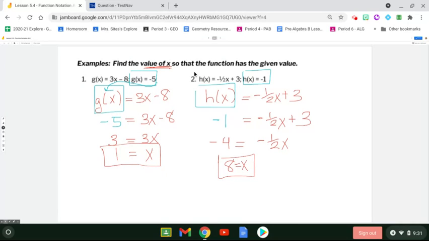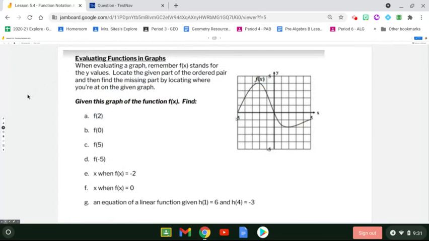Okay, the last part of what we're going to be doing today involves graphing. So let's take a look at a graph and see how you can evaluate a function on a graph. It says when evaluating a graph, remember f of x stands for the y value. So locate the given part of an ordered pair and then find the missing part by locating where you're at on the given part of the graph.